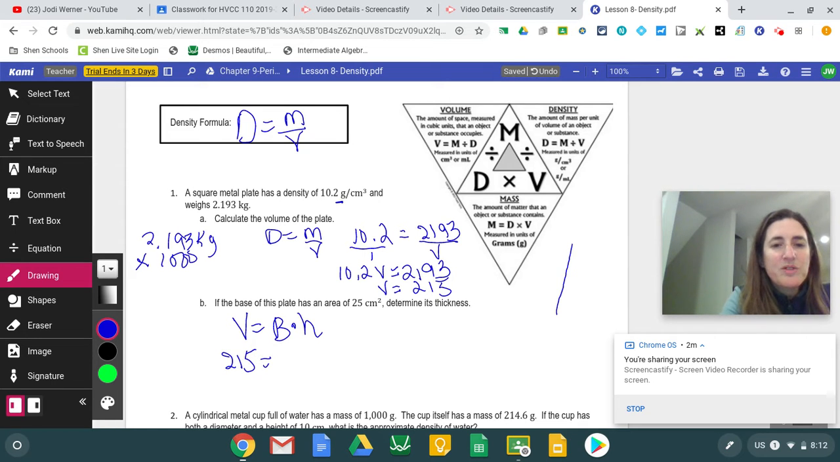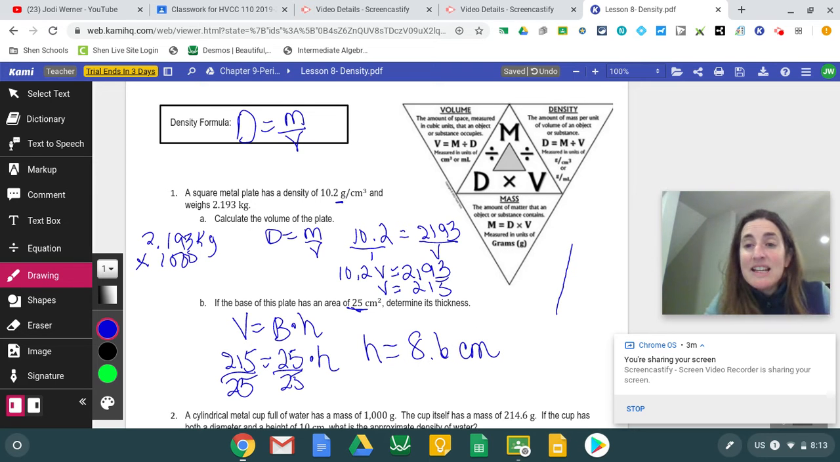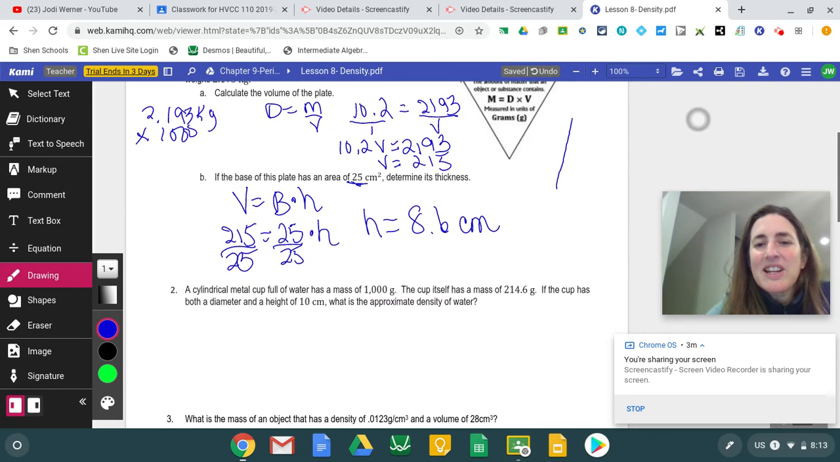And if I take 215 and I know it has this 25 centimeters squared for the area of its base, then whatever I multiply the height by, if I divide by 25 on the other side, it tells me the height is 8.6, and that's 8.6 centimeters, and that is actually the thickness of that plate. That was kind of fun. Let's try another one because these are so exciting.